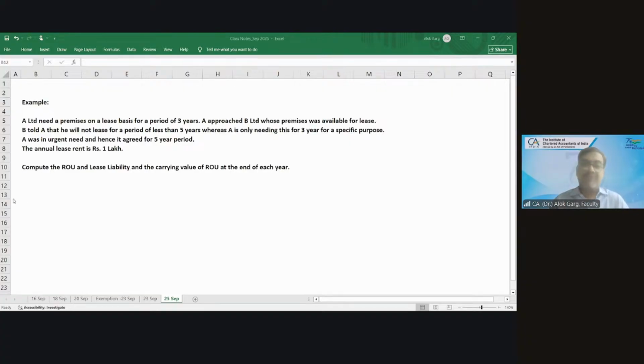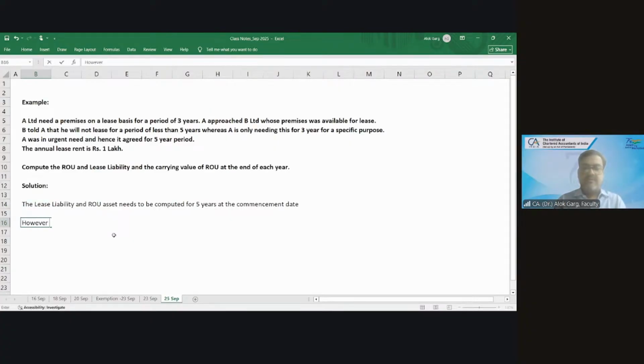Yeah. So friends, in this question solution, the lease liability and ROU asset need to be computed for 5 years, for 5 years at the commencement date.